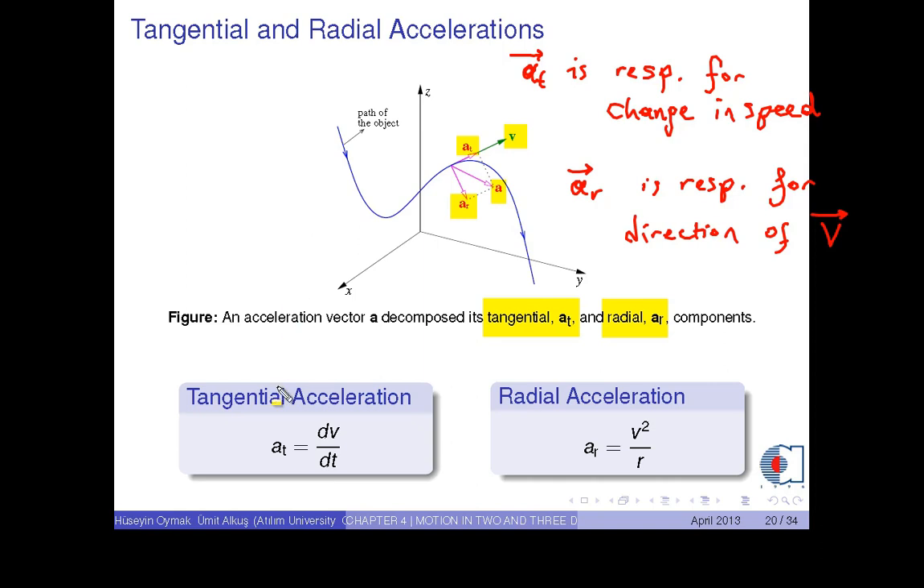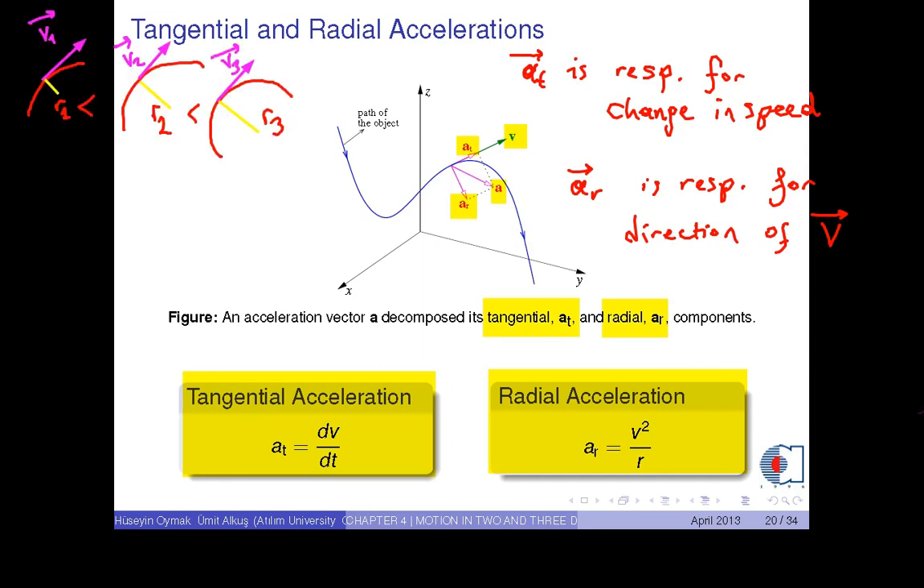Mathematically, these two statements amount respectively to at = dv/dt and radial acceleration ar = v²/r, where r is the radius of curvature of the path at the point where the radial acceleration is calculated. The first formula for at here should be obvious from the previous discussion. The second one for ar is subtle for the time being, but will be clear before the end of this chapter. Now it is better to stop here and to solve one example.